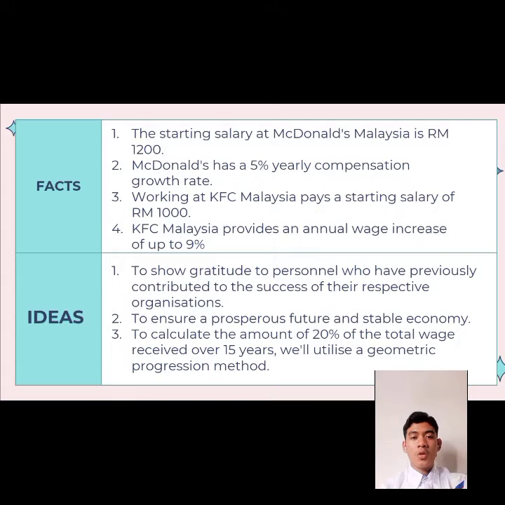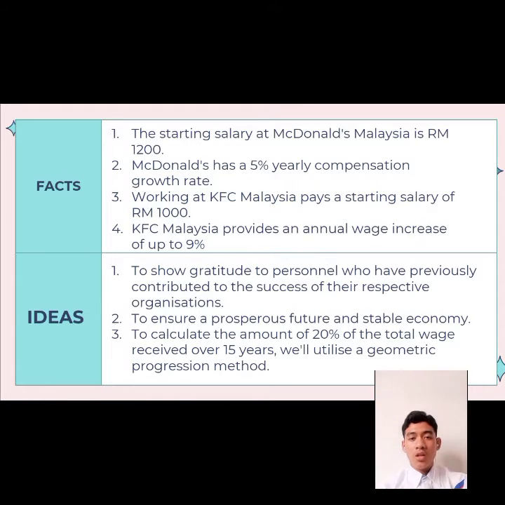There are 4 facts in our arithmetic progression filler table. First, the starting salary at McDonald's Malaysia is RM1,200. Second, McDonald's has a 5% yearly compensation growth rate. Third, working at KFC Malaysia pays a starting salary of RM1,000. Fourth, KFC Malaysia provides an annual wage increase of up to 9%.